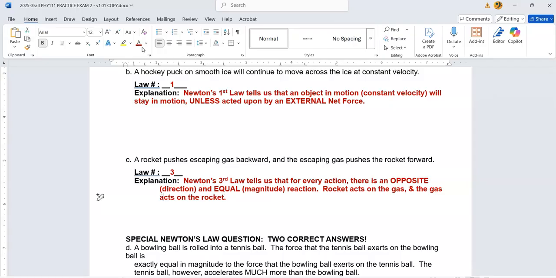They act with exactly the same amount of force, but in exactly the opposite direction. And I want you to notice something about this example. This is the reason why rockets work even in deep space where there is no air.